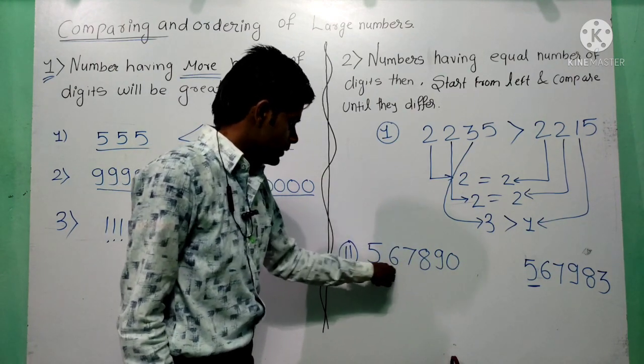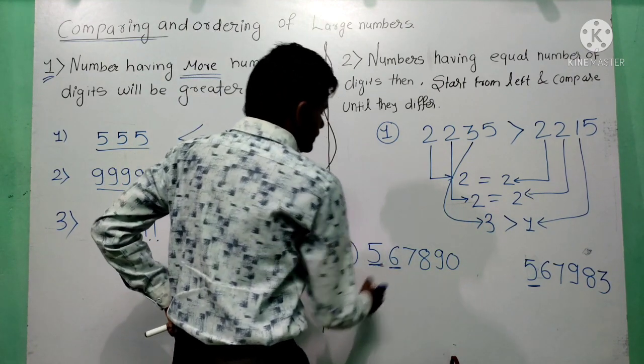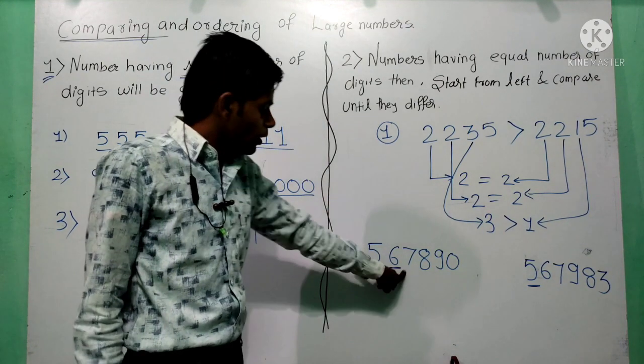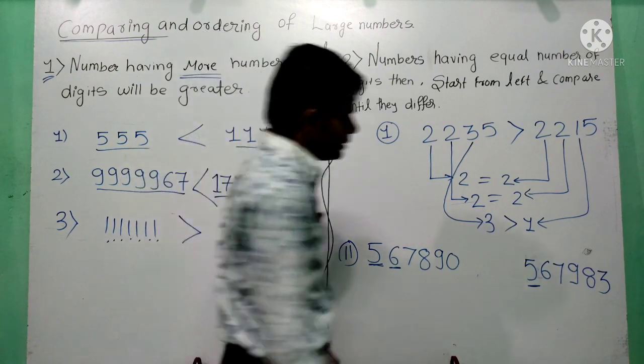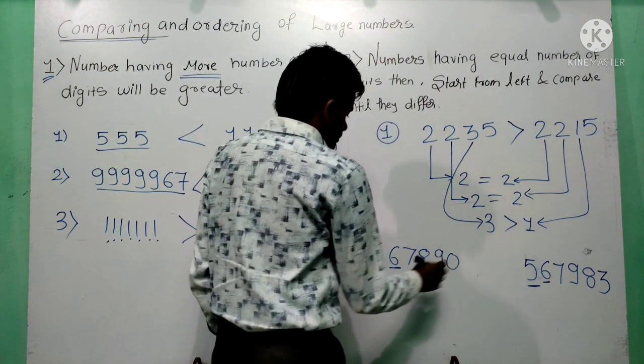1, 10, 100, 1000, 10,000 and lakh. It is 5 lakh. That is also 5 lakhs. 6 is on the 10,000 place. 6 is on the 10,000 place. Both are the same. कोई काम नहीं.